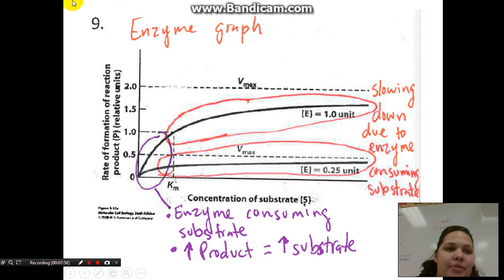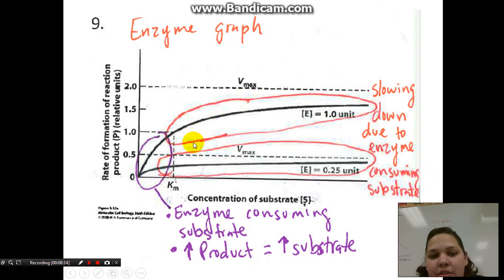Next, we have an enzyme graph. So this is number 9. On the enzyme graph, what you can see is this area is starting to increase quickly. That's because the enzyme is consuming the substrate. The more products that we have, so for example, this is the amount of product, that means that it came from more substrate. If I have more substrate, I'll have more product, and my reaction will actually go faster.